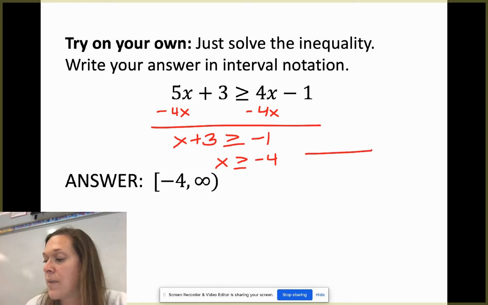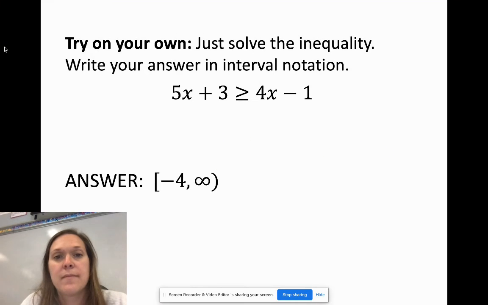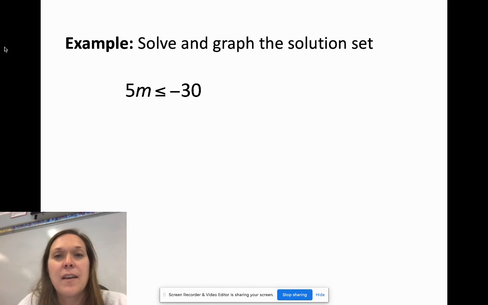So then if you think about that, we weren't asked to graph it, but sometimes it's easier to see the visual. There's the visual of the graph. So my left bound is negative 4. My right bound's going to positive infinity. Okay, very good. Now let's do some division work.